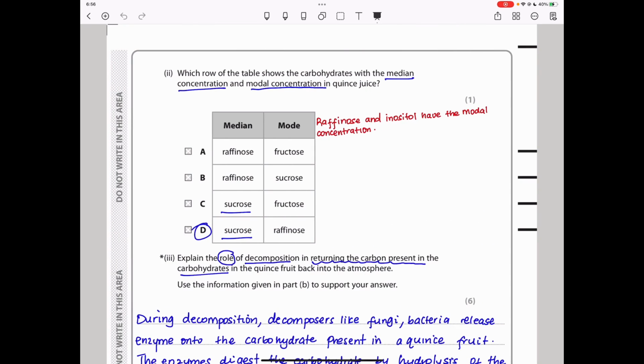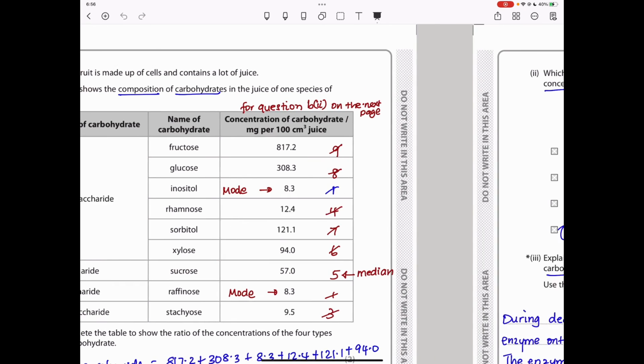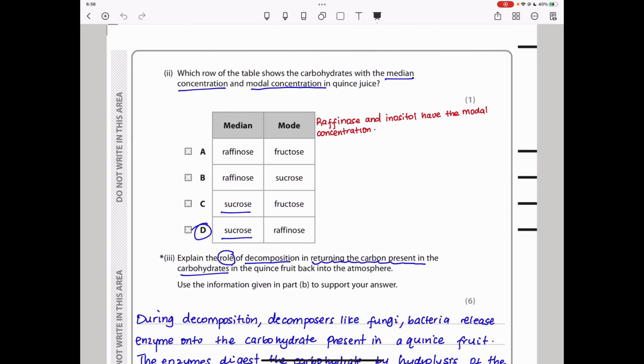So when I come here, and again to take you back, 8.3 is for either inositol or raffinose, and then the other part is going to be for sucrose. So we have to look at the table that gives us both of them. Since they only gave us raffinose and sucrose, I just go with that, which is D.